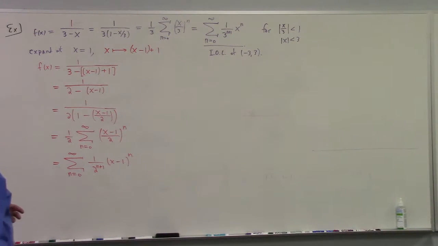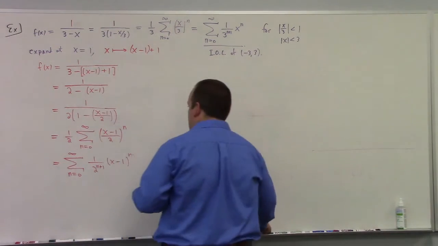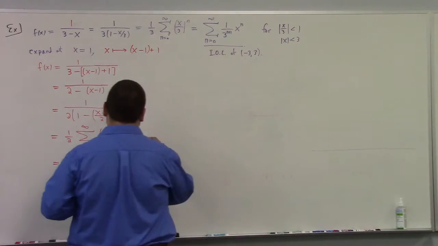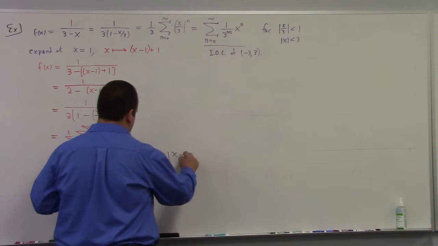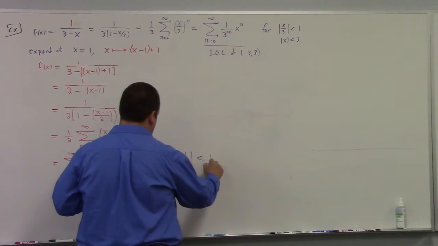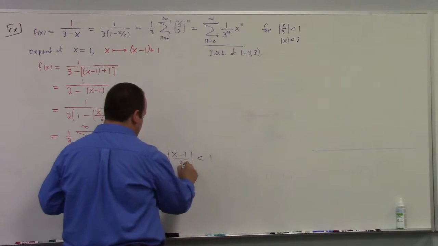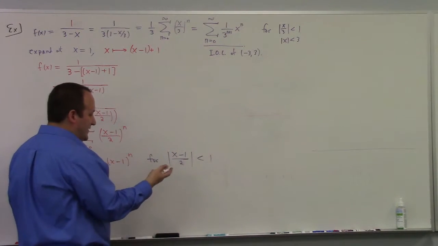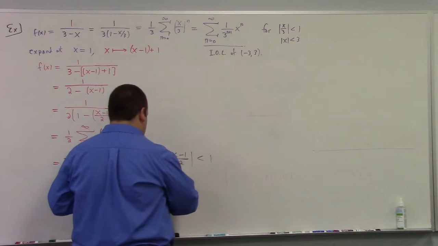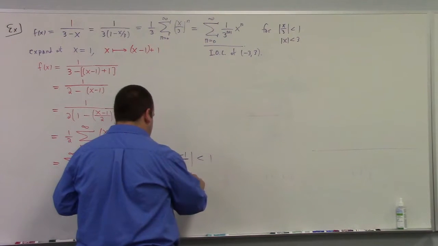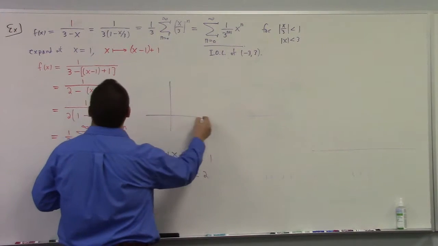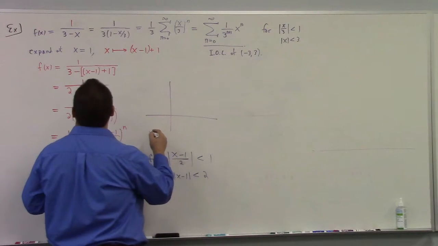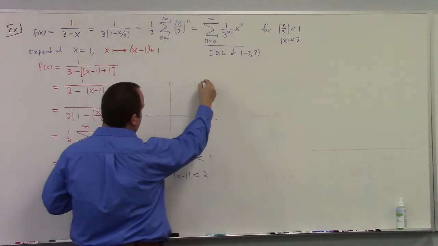Well, I mean, this of course is legit for what? This is for the absolute value of x minus 1 over 2 less than 1. That's when the geometric series result holds, for the ratio being less than 1 in absolute value, which is to say x minus 1 is less than 2. Of course, none of this is terribly surprising. This function has a vertical asymptote at x equals 3, right?